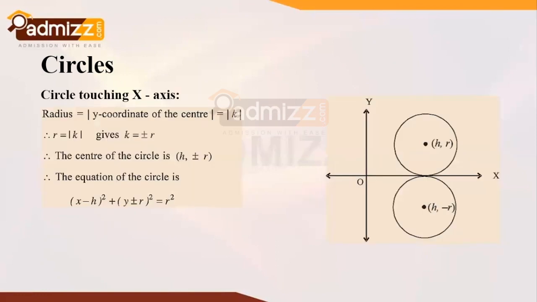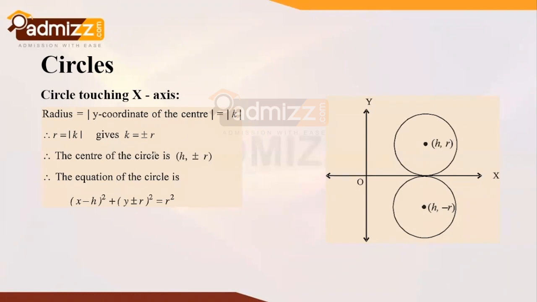Let's observe a few more fundamentals based on circles, that is, on what basis can we say that a circle touches the x-axis? The radius is equal to the modulus of the y coordinate of the center of the circle, that is equal to modulus of k, and the r value is equal to modulus of k, that gives the k value to be plus or minus r. So the circle can be either above the x-axis or below the x-axis, and hence this is taken as a positive coordinate or a negative coordinate, as you observe over here.